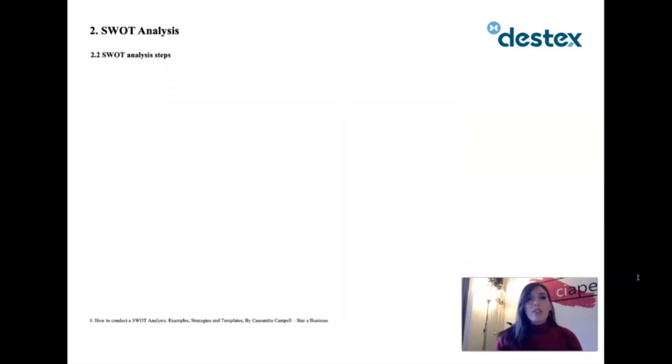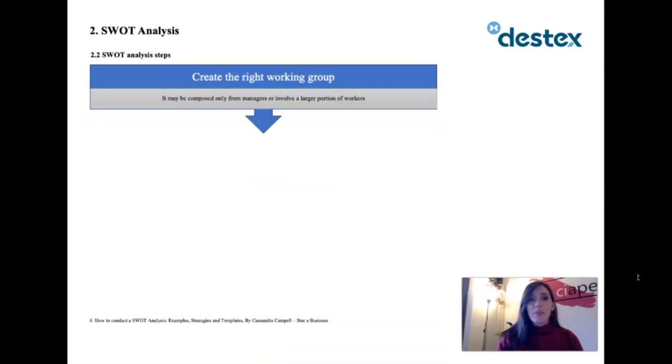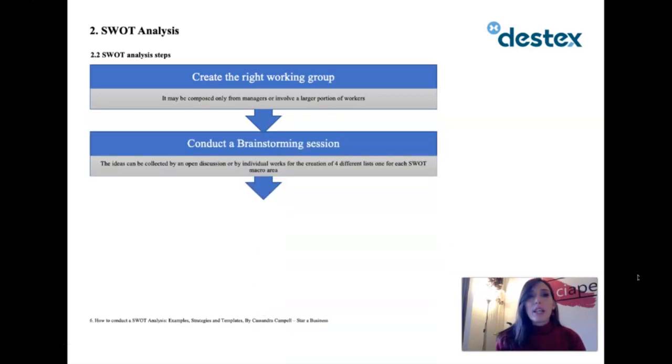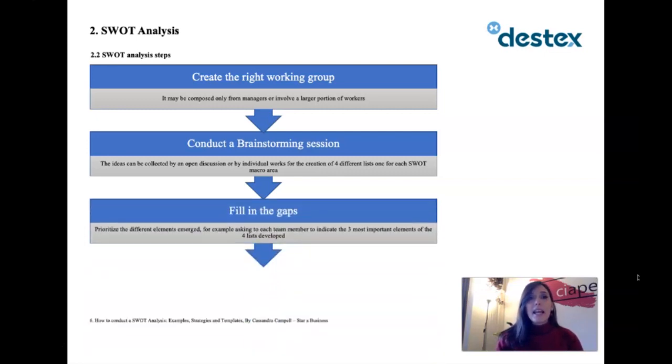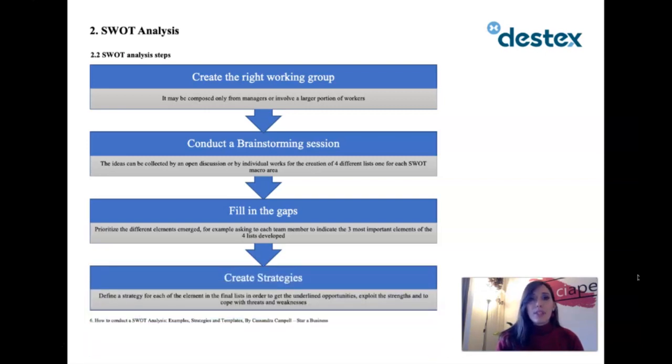An effective instrument to support a SWOT analysis is conducting a brainstorming session. First of all, the right working group needs to be created. It is important to put together an interdisciplinary team. The ideas can be collected in 4 different lists, one for each SWOT macro area. Then the different elements need to be prioritized in all the lists in order to define a strategy to get the underlying opportunities, exploit the strengths, and cope with threats and weaknesses.